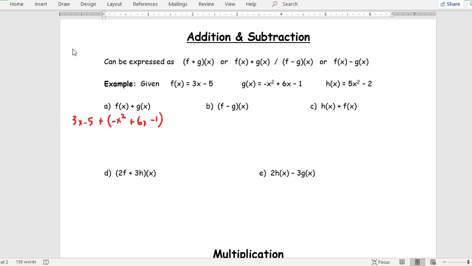So looking down the line here, I only see one x squared term, and I'm going to write that one first. So I have a negative x squared. Now let's combine the linear terms. I have 3x plus another positive 6x, which would be 9x. And then let's combine the constants. Negative 5 plus negative 1. That gives us negative 6. So negative x squared plus 9x minus 6.